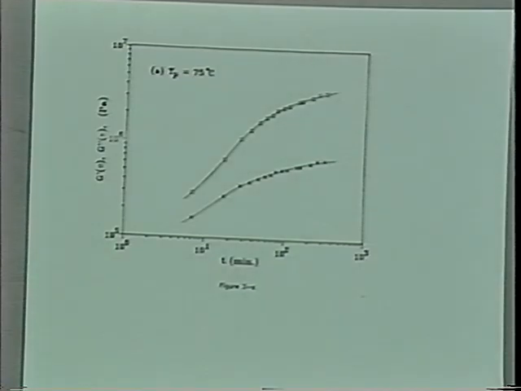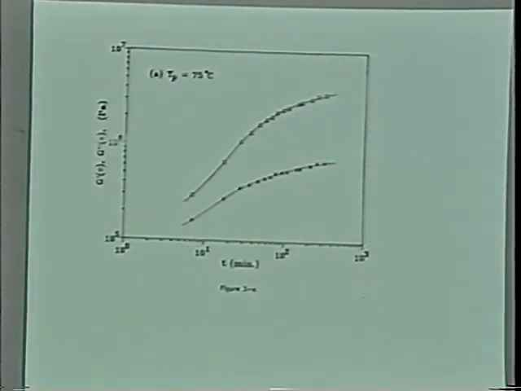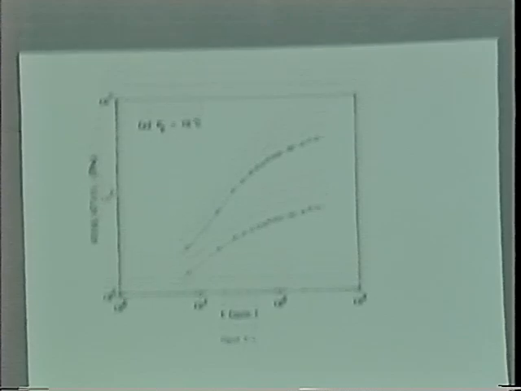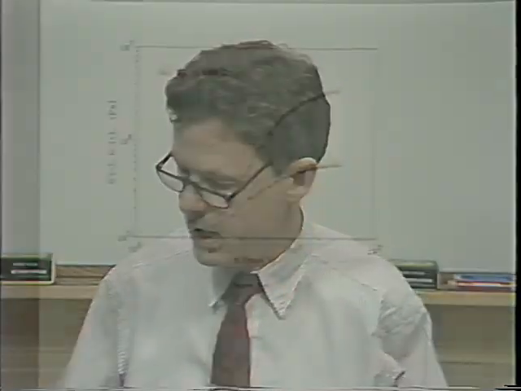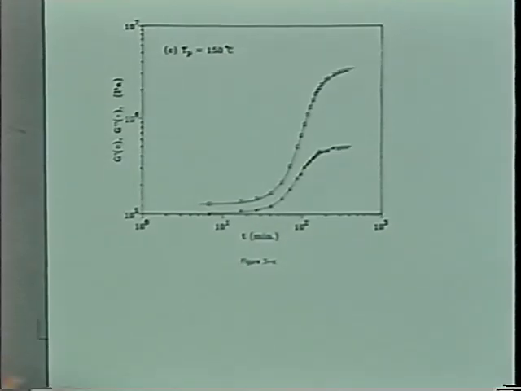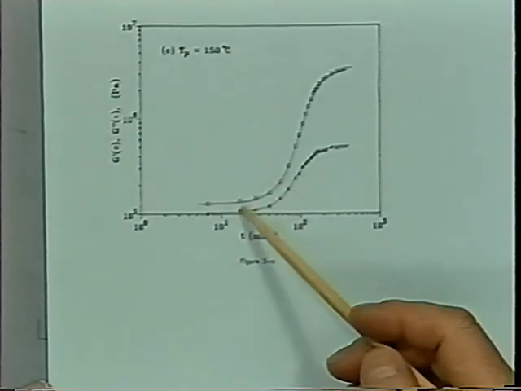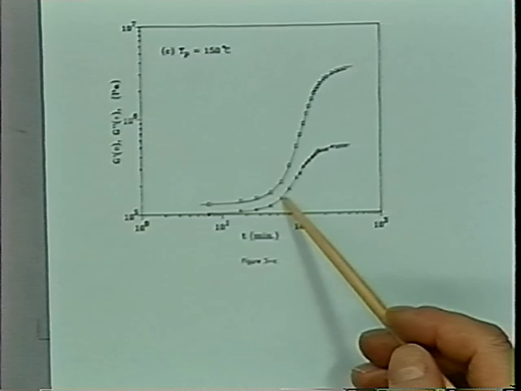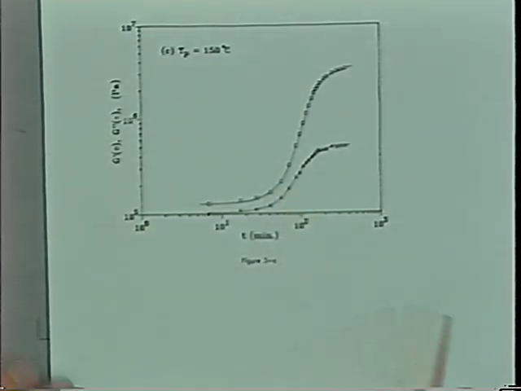We also measured G prime, G double prime in that sample here at 75 degrees. G prime and G double prime are growing as the degree of crystallinity increases. This is at 100 degrees C. The G prime, G double prime are growing. And then at 150 degrees preheating temperature, also the growth of G prime and G double prime.